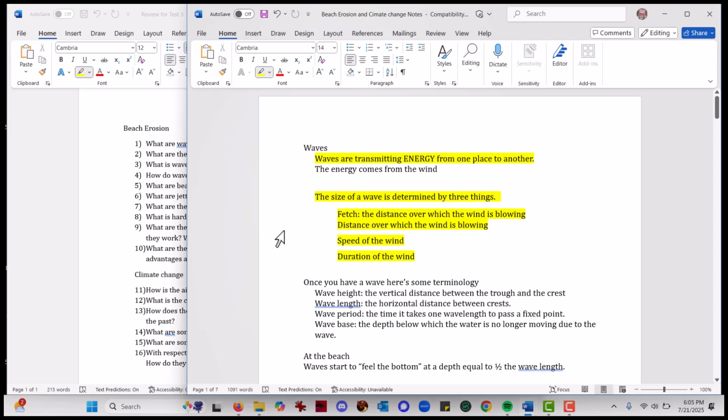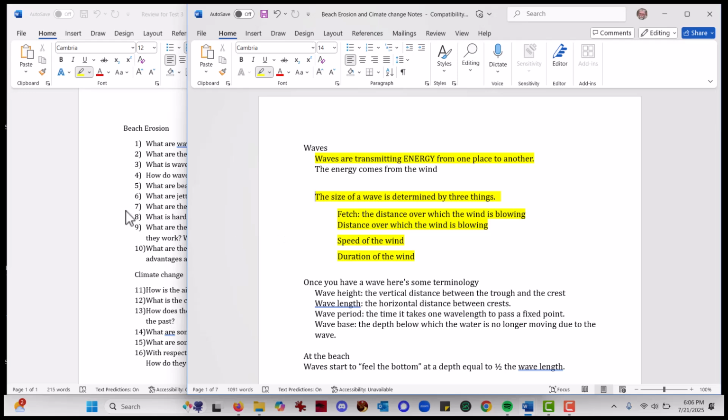So anyway, three things. Fetch, the distance over which the wind is blowing, right? So the more fetch you have, the larger the waves are going to be. And then the speed of the wind, right? How fast is the wind blowing? And then the duration of the wind, which I had to add in. Sorry about that. So ideally, you want fast wind blowing over a large distance for a long time. Take away any one of those, and the waves start getting smaller.